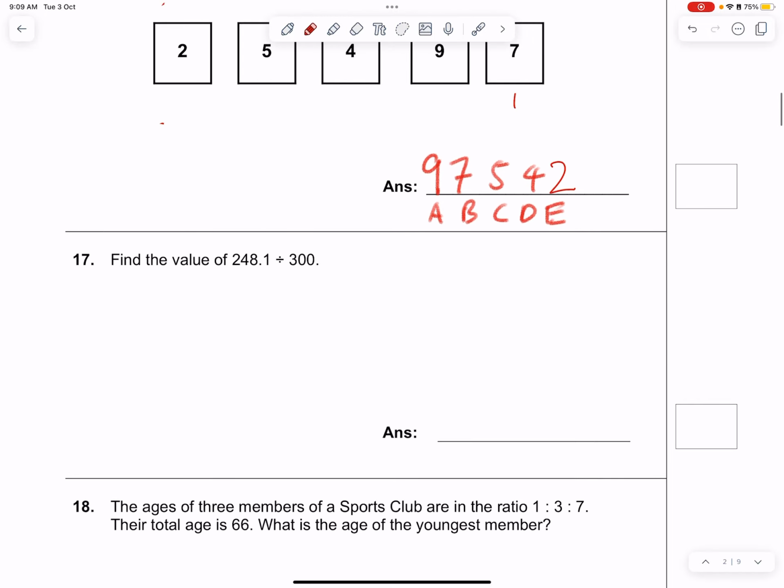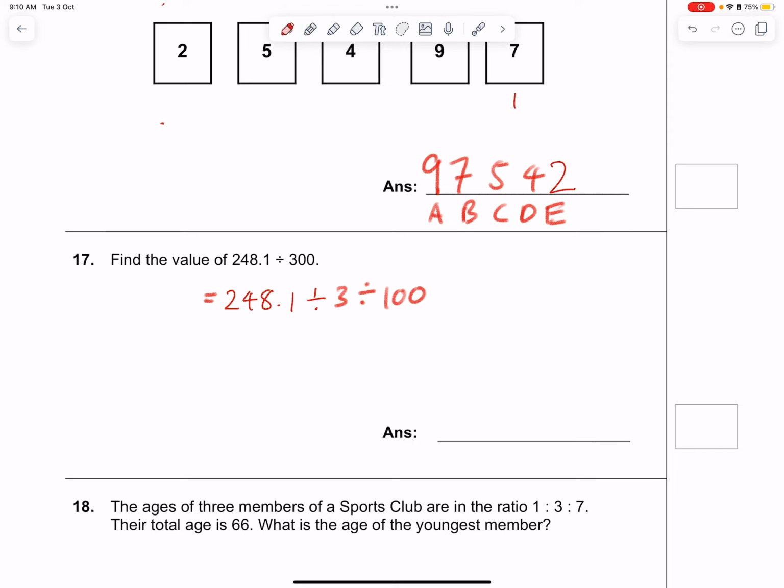Next, find the value of 248.1 divided by 300. Now I have told you many times, do not work with such big numbers. What I would have done is I would have made it simpler. 248.1 divided by 3 divided by 100. So I break it up in such a way.